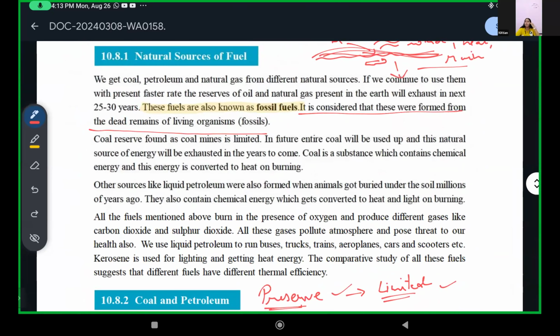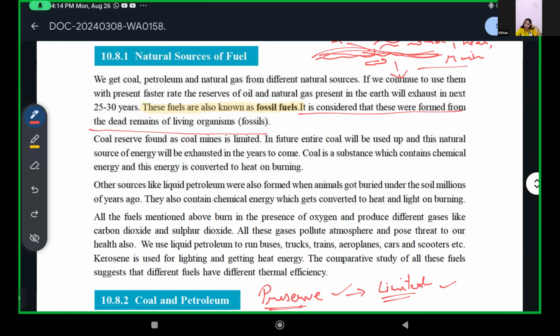And people are using it a lot more, to a great extent, so it's getting depleted very fast. That's why they say to find an alternative to it, so that future generations can also use it, so we should preserve it.